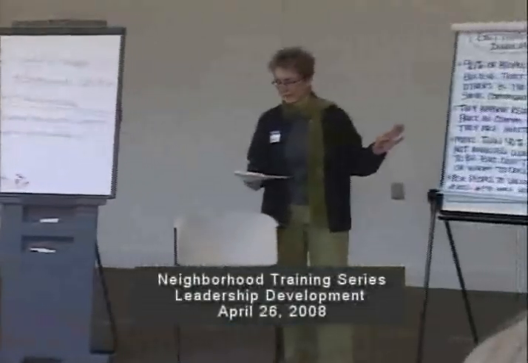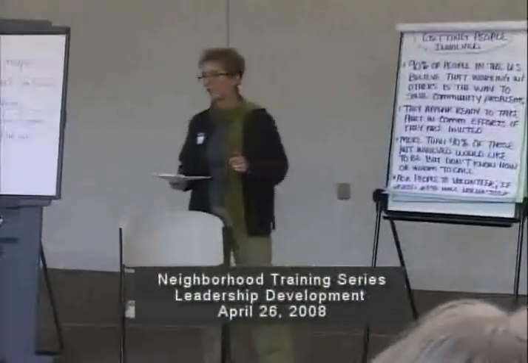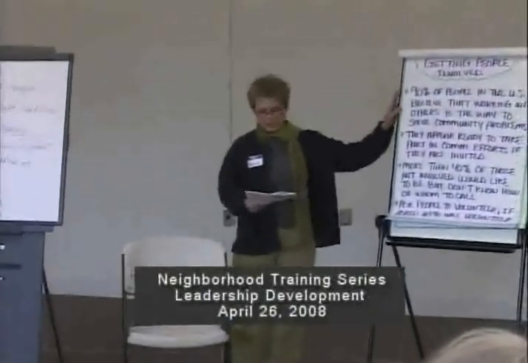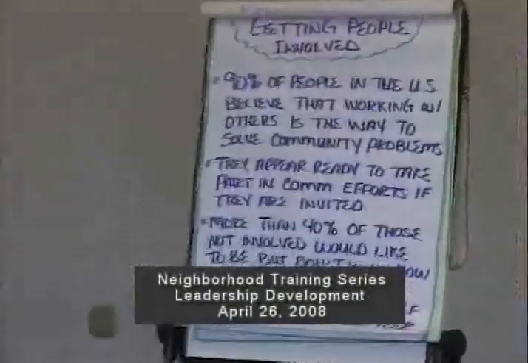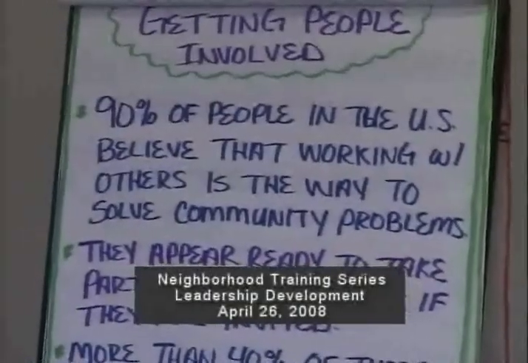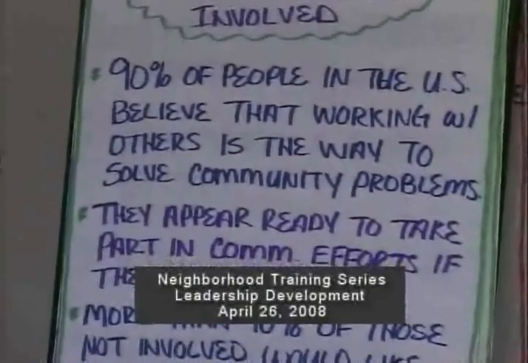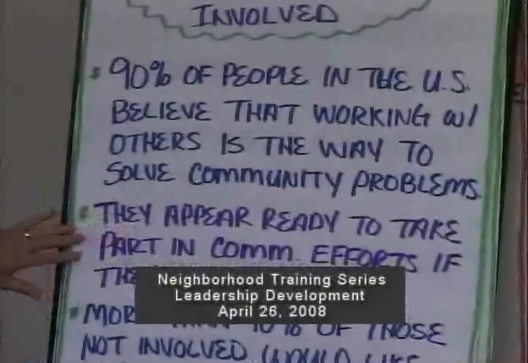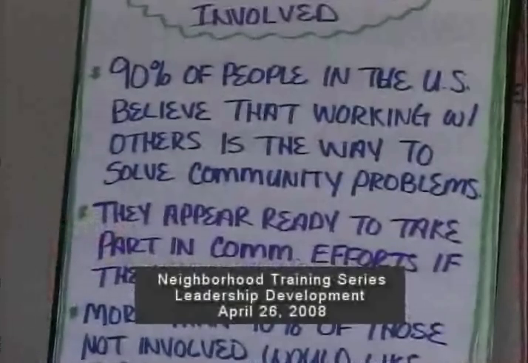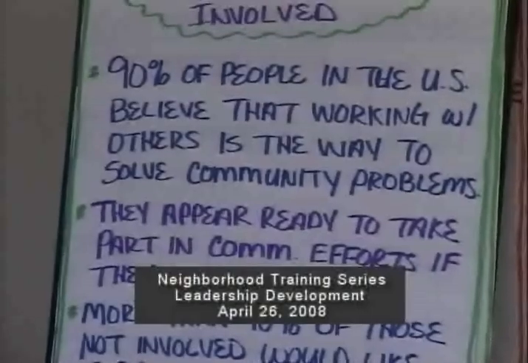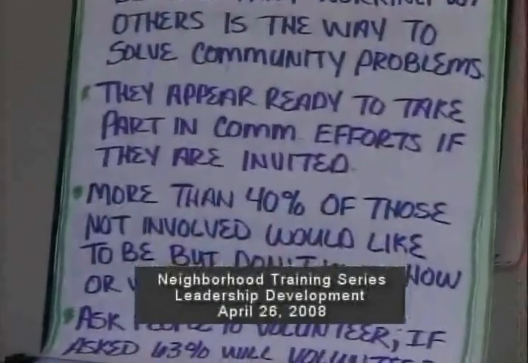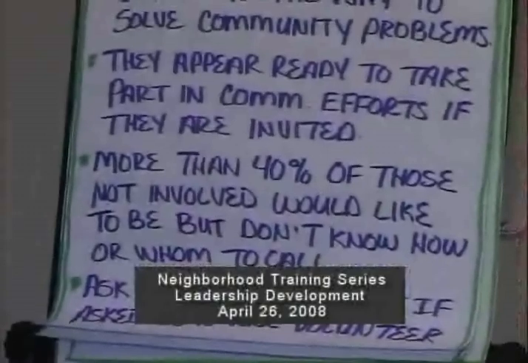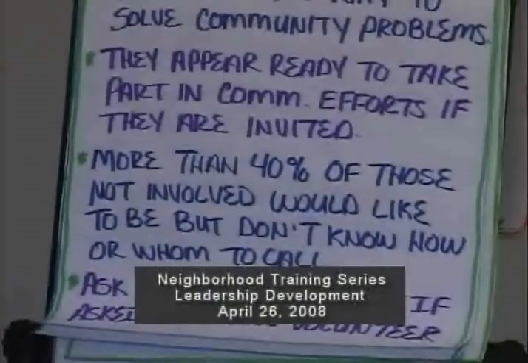And these statistics are from the Pew Partnership for Civic Change. This top one sort of grabs you: approximately 90% of the people in the United States believe that working with others is the way to solve community problems. 90%. And they appear ready to take part in community efforts, and the qualifier there is if they're invited. As you'll see as we roll along, there are good ways to invite people and less good ways to invite people to participate.